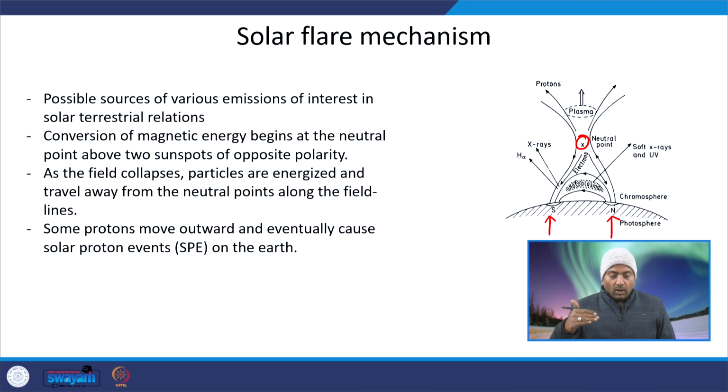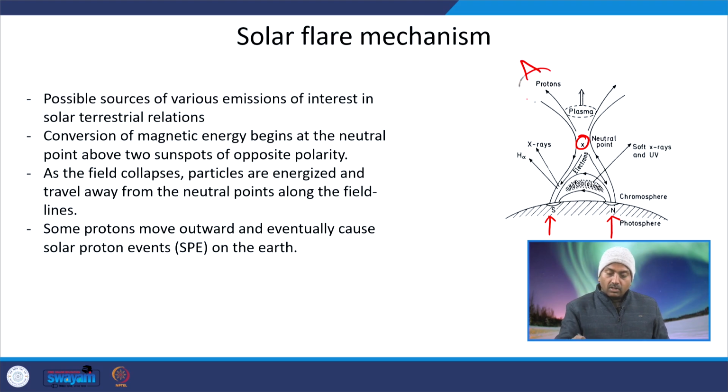Okay. As the field collapses, the particles are energized and they travel away from the neutral points along the magnetic field lines. Okay. Now, this is where things start getting interesting. So the energy that is stored in the magnetic field is now being transferred to the particles, and the conversion of magnetic energy to the plasma will accelerate the plasma and allow the plasma to move in different directions. So, as the magnetic field collapses, particles are energized and travel away from the neutral points along the field lines. And in this process, some protons may move outwards.